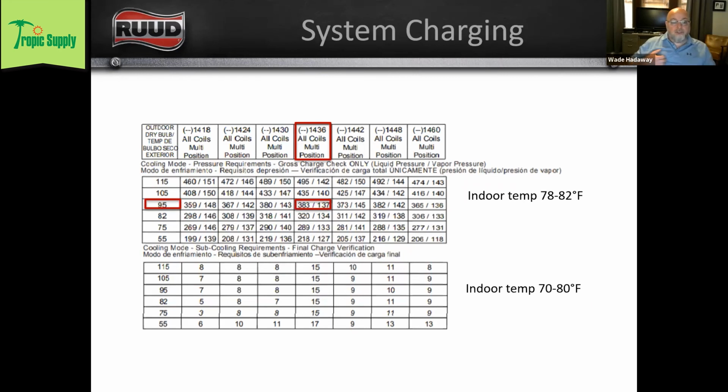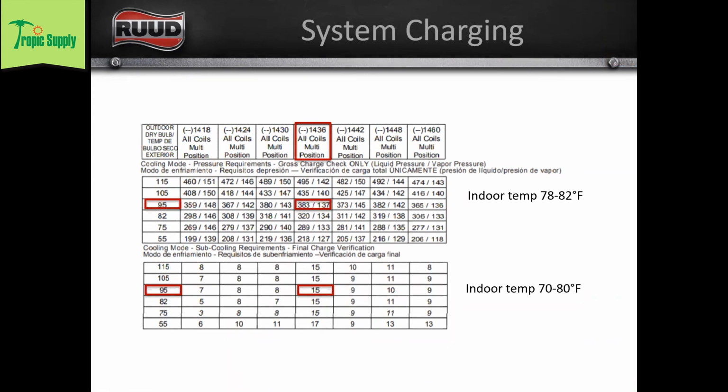Our gross charge should be right about 383 psig on the head pressure and 137 on the suction line. But again, that is based on an indoor temp being plus or minus 2 degrees from 80 degrees Fahrenheit inside. For our final gross charge, indoor temp needs to be between 70 and 80. And at 95 degrees, for that matchup, we want to charge this unit to 15 degrees of subcool.